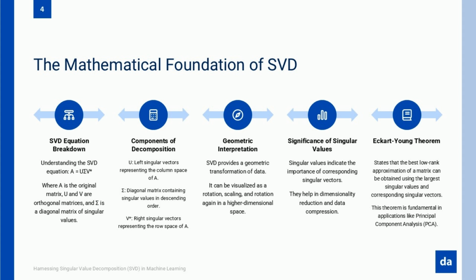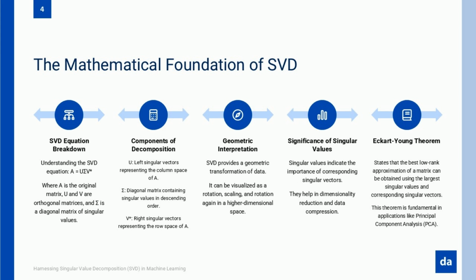At its core, SVD states that any matrix X can be decomposed into three specific matrices. X equals U times sigma times V transpose. This seemingly simple equation unlocks profound insights into data structure. Each component of this equation plays a distinct role in the decomposition.